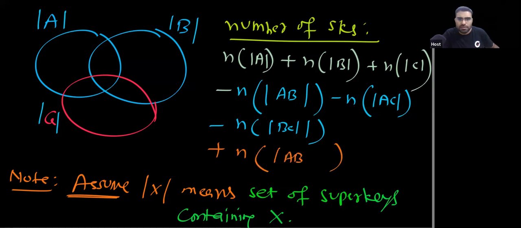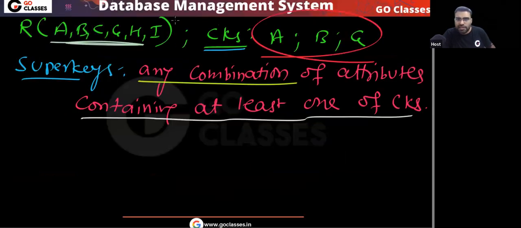A, B, G. Sorry, that is G. Instead of C, this should be G. So this is your G. Is this understood? This is the inclusion exclusion principle. See what we are doing, nothing else. These are the candidate keys.